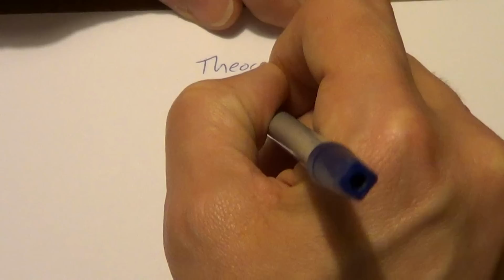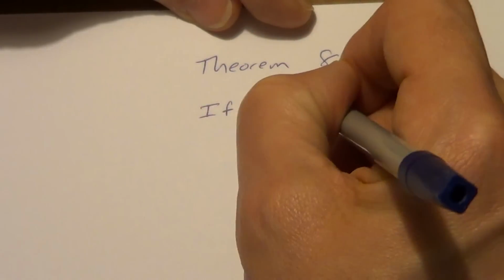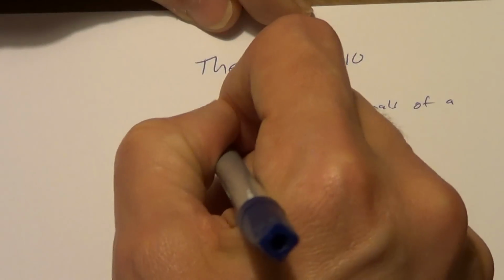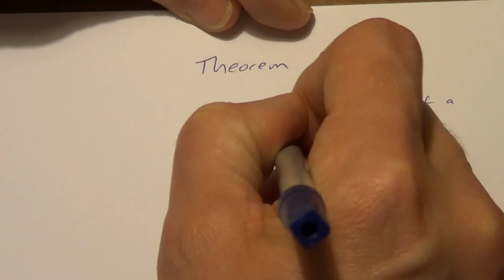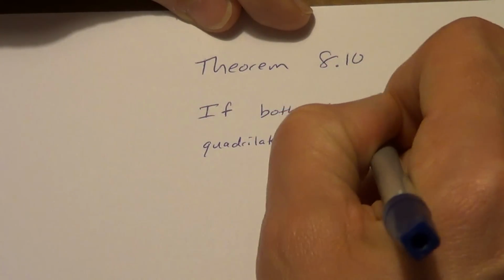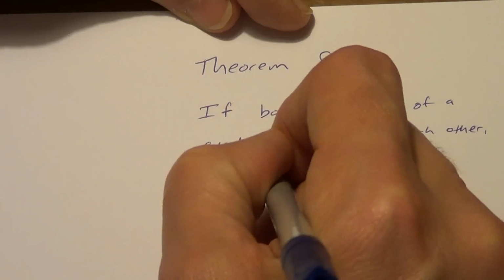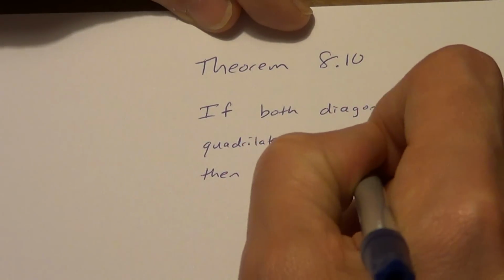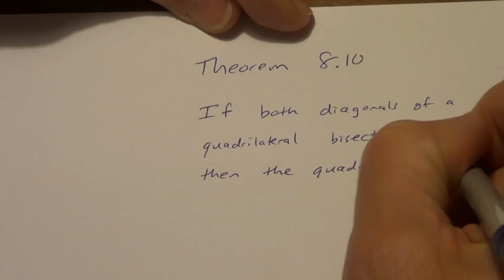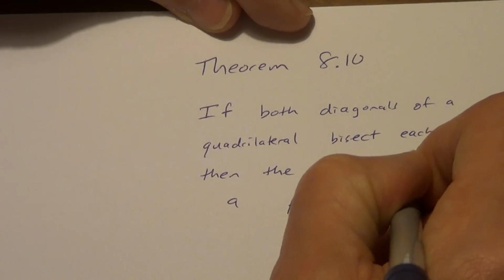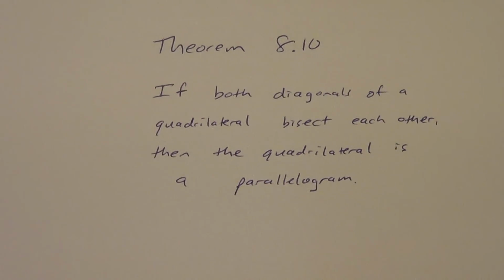If. Now, once again, the theorem in the book doesn't use the word both. I like the word both. I'll talk about why later. If both diagonals of a quadrilateral bisect each other, then the quadrilateral is a parallelogram. All right, if both diagonals of a quadrilateral bisect each other, then the quadrilateral is a parallelogram.